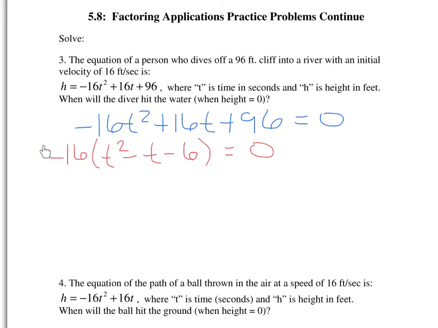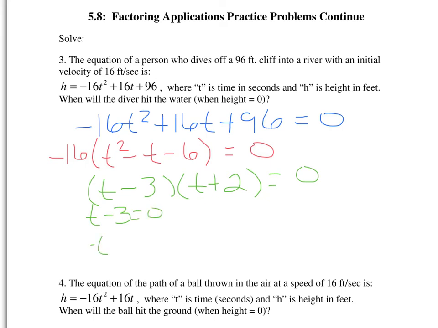There's no t's here, so this GCF is not going to be part of our solution. We're going to factor this trinomial. That will give us t times t, a minus and a plus. Factors of 6 that subtract to make 1 are 3 and 2. And then we set them both equal to 0. t minus 3 equals 0. That means t will come out to be a positive 3. And t plus 2 equals 0. So t comes out to be a negative 2.